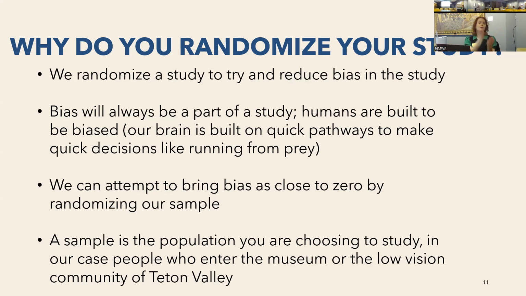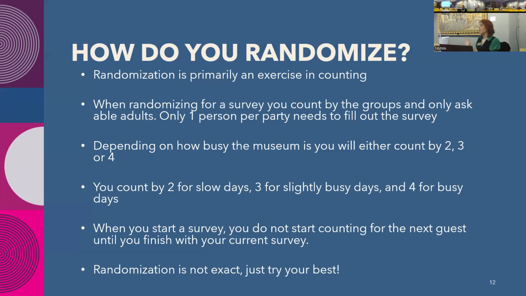For the survey, the sample would be anyone who enters the museum. That's all of our sample. And then for the focus group, that's the low vision community of Teton Valley. We are trying to recruit a sample from them in order to get better results. How do you randomize? It's mainly an exercise in counting as precisely as you are able to.